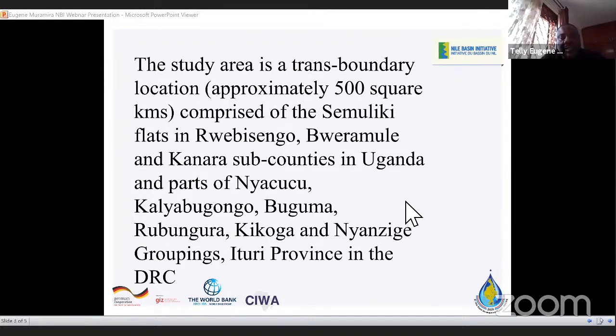The delineated study area is about 500 square kilometers in that place that I just tried to describe, comprising mostly the Semliki Flats on the Ugandan side in three sub-counties: Rwebisengo, Bweramule, and Kanara. And then in a different system in the DRC, they call groupings, including about six groupings in the Ituri province of the DRC. This is Nachuchu, Kalyabugongo, Buguma, Rubungura, Kikoga, and Nyanzige, totaling about 500 square kilometers, moving along the river about 60 kilometers, and then that amount of width. If you go to the next slide, please.